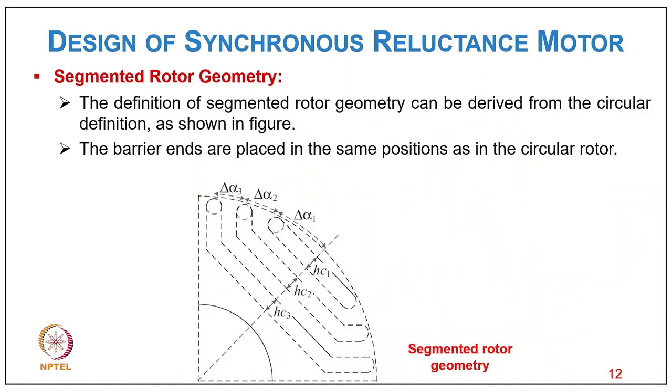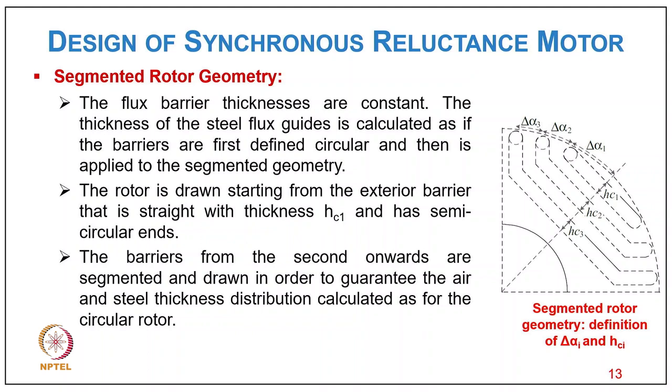Now coming to the segmental rotor geometry, the definition of segmental rotor geometry can be derived from the circular definition as shown here in the figure, and the barriers are placed in the same position as the circular rotor. You can see here how the segmented rotor geometry looks. The flux barrier thicknesses are constant, and the thickness of the steel flux guide is calculated as if the barriers are first defined circular and then applied to the segmental geometry.